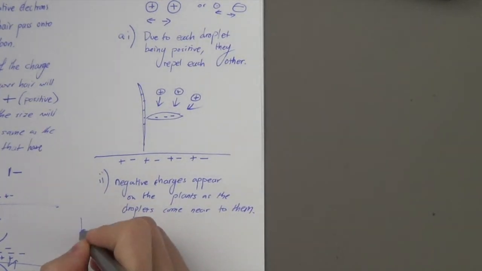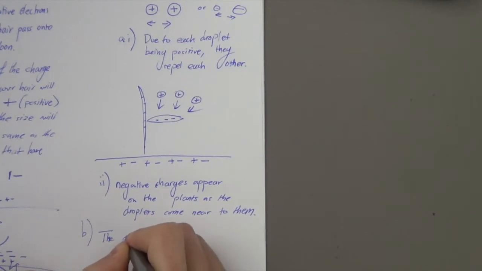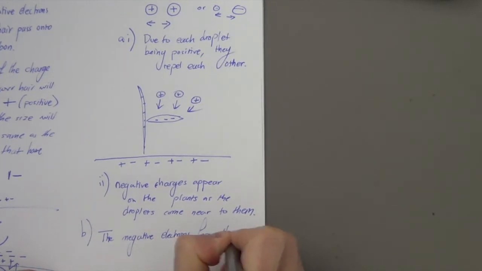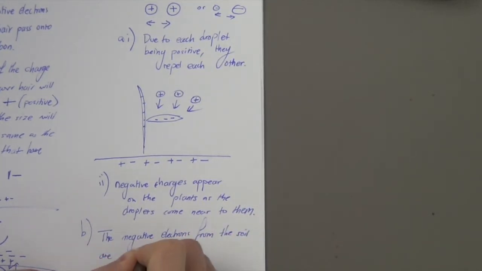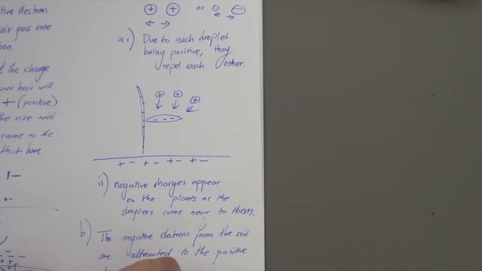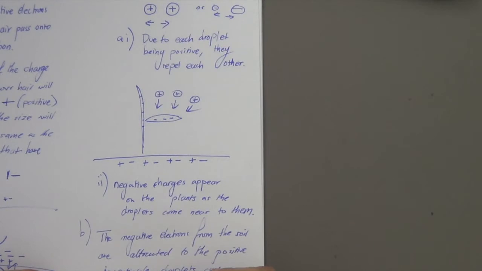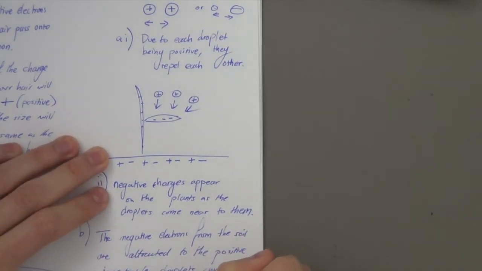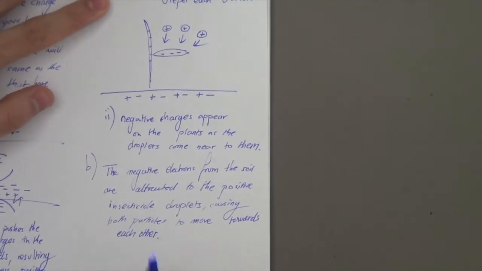Okay, so just write that. The negative electrons from the soil are attracted to the positive insecticide droplets, causing both particles to move towards each other. Okay, so that's the answer to that question.